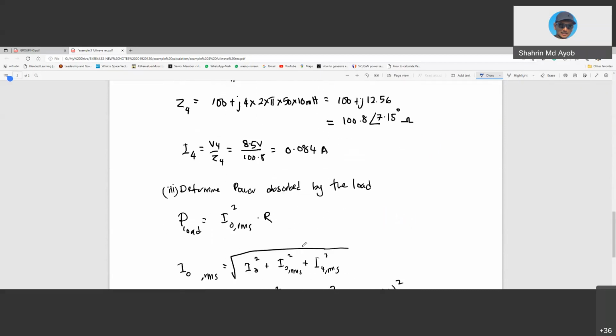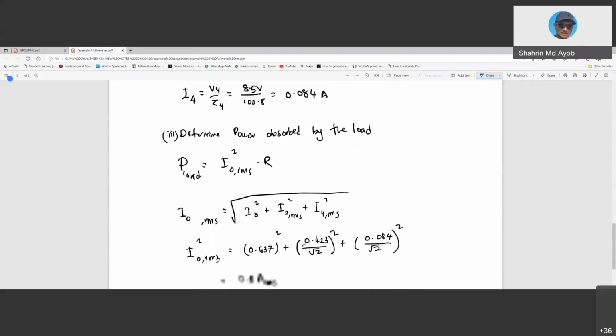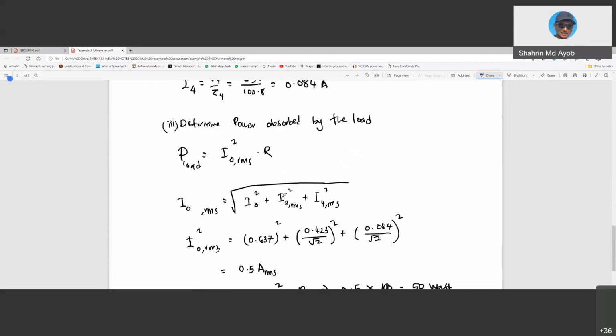Next is to calculate the power absorbed by the load. To calculate the power absorbed by the load, you use this formula, which is I out RMS squared times R, but you need to calculate the I out RMS. You can use this formula, I out squared plus all the harmonics content, but we only consider two harmonics: harmonic number 2 and harmonic number 4.